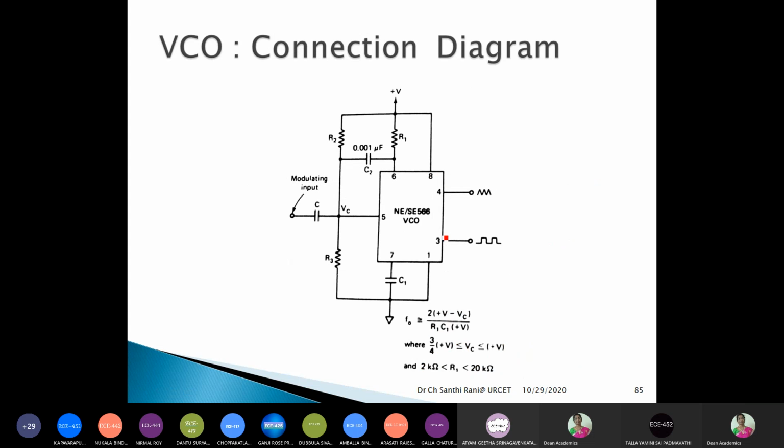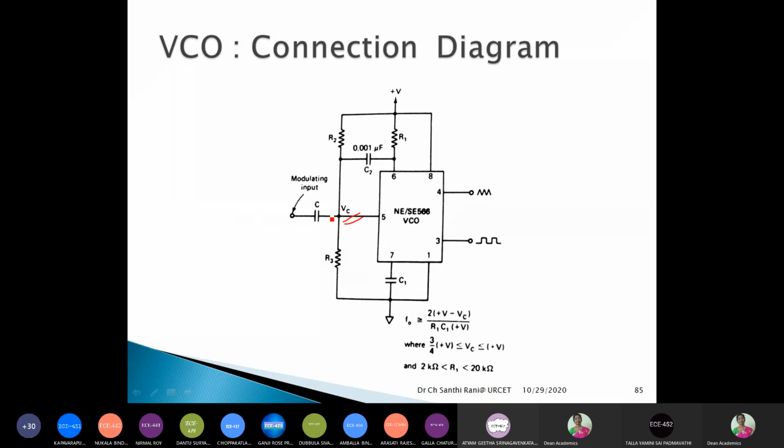Now let us see the connection diagram of this VCO. Connection diagram means we take the IC in IC form like this, and we take outputs from here, and the other connections, that means the external components, we connect and show. You observe the fifth pin is the modulating input signal, that means we give the control voltage. So what is this control voltage? This control voltage is the incoming voltage.